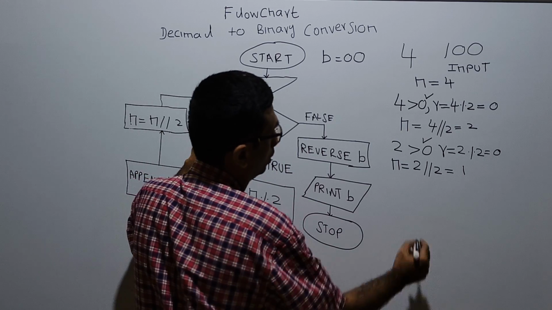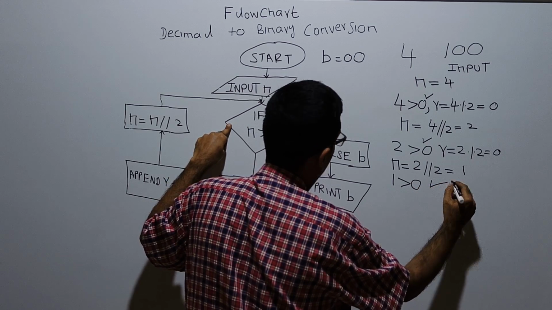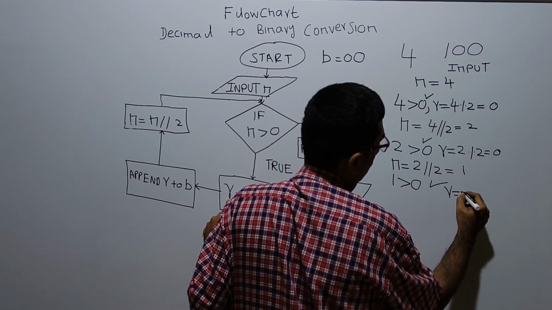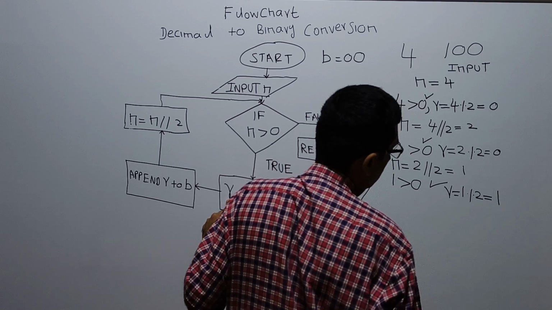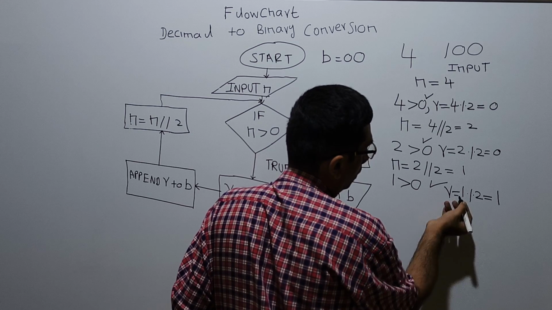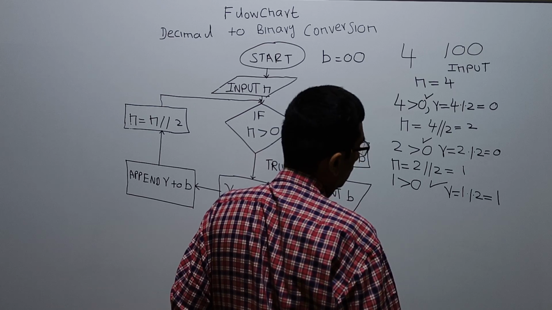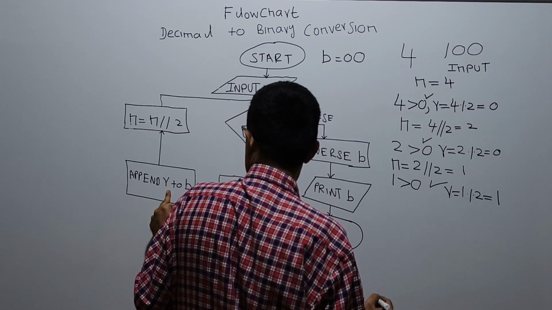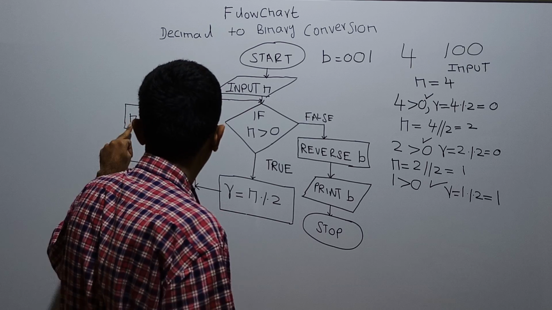We come here and check the condition 1 greater than 0. The condition is true. R equal to n modulo 2. R equal to 1 modulo 2, which is 1. Because 2 is greater than 1, it will return the same value. If the value is greater than 2, only then the remainder will differ. For any modular division, it will work like this. So 1. Append r to b. Append 1 to b. So 0, 0, 1 is the b value.